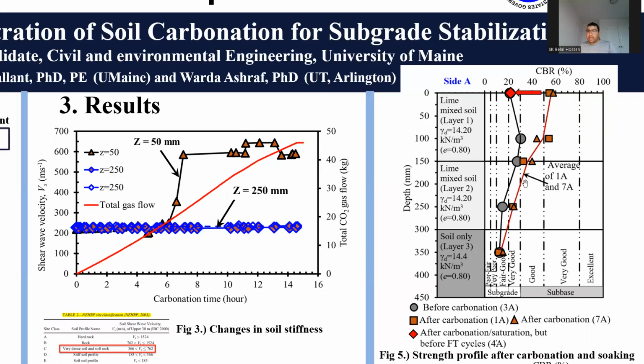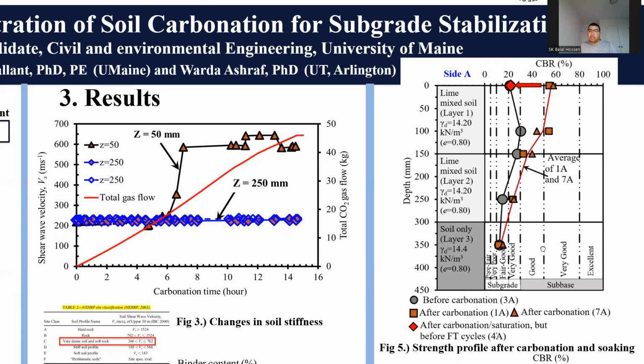As soon as we introduce the gas, we performed two CBR tests at various depths from two different locations, and the red solid line is the average of those two values. You can see here there is a significant strength improvement from 20 to 60, which also reduces as we go to deeper depths. The material turns from subgrade quality to subbase quality with a very good to good rating. That means carbonation improved the in situ properties of the soil very significantly, which is very encouraging.